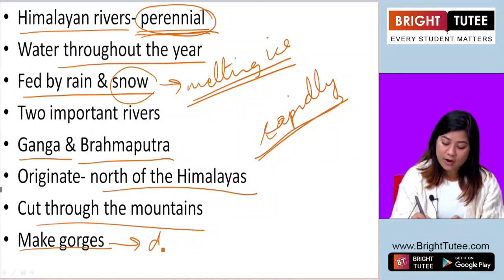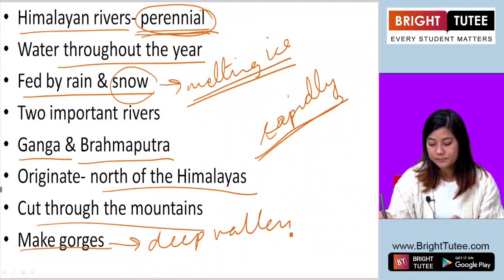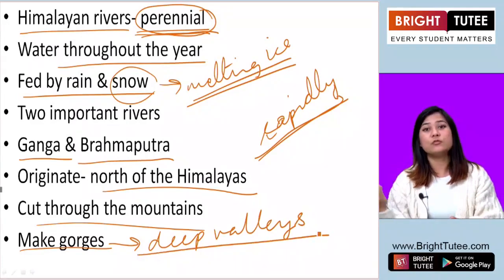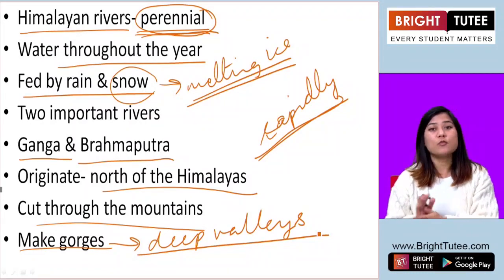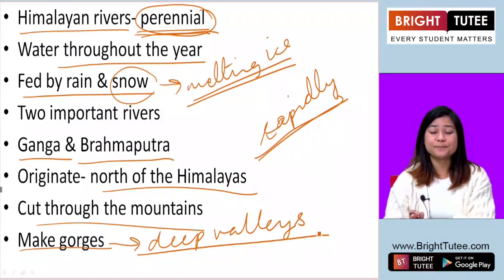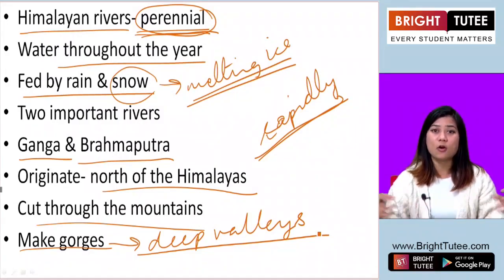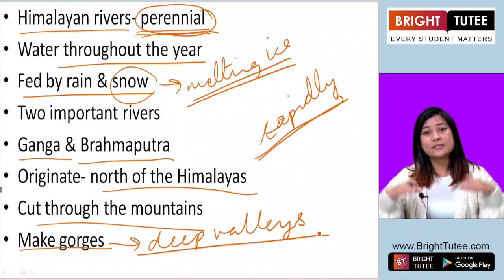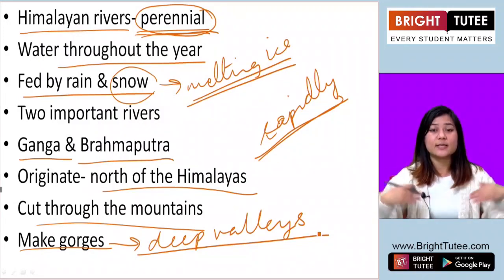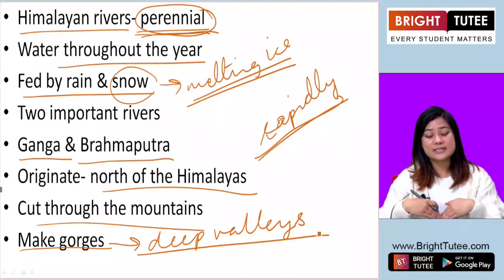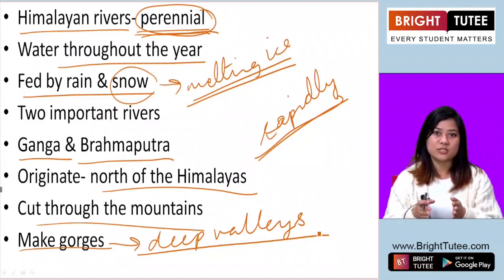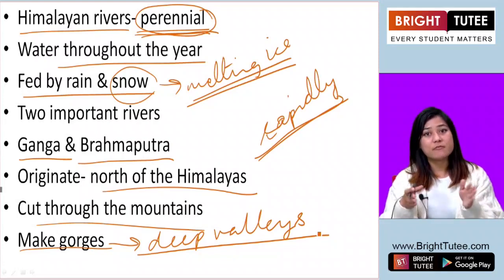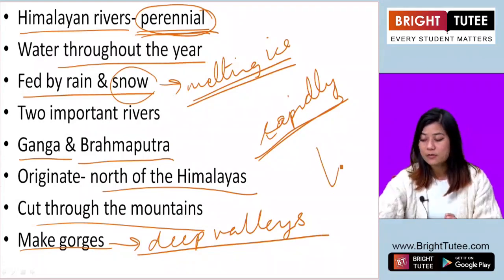Now, gorges are deep valleys. If you go to the mountain states, if you go to Himachal Pradesh, the northern part of West Bengal, Sikkim, all the states that lie along the Himalayan range, you see that the valleys are very deep, right? They are so steep. These valleys are called gorges, because the rivers have been cutting through the mountains, and as they cut through the mountains rapidly, they form deep gorges, okay, deep valleys.